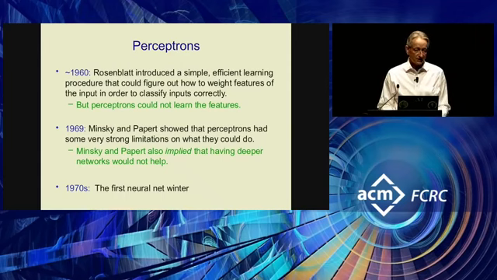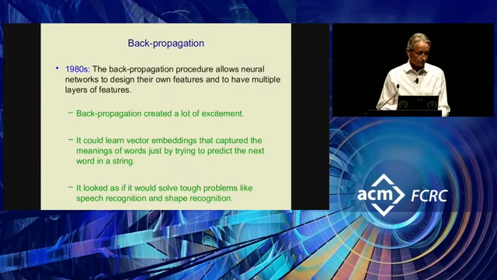In 1969, Minsky and Papert showed that the kinds of perceptrons that Rosenblatt had got to work were very limited in what they could do. There were some fairly simple things they were unable to do. And Minsky and Papert strongly implied that making them deeper wouldn't help, and better learning algorithms wouldn't help. That it was a basic limitation of this way of doing things. And that led to the first neural net winter. In the 1970s and the 1980s, many different groups invented the backpropagation algorithm, variations of it. And backpropagation allows a neural network to learn the feature detectors and to have multiple layers of learned feature detectors. That created a lot of excitement.